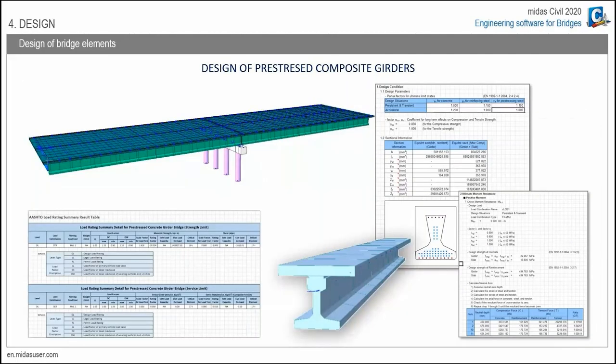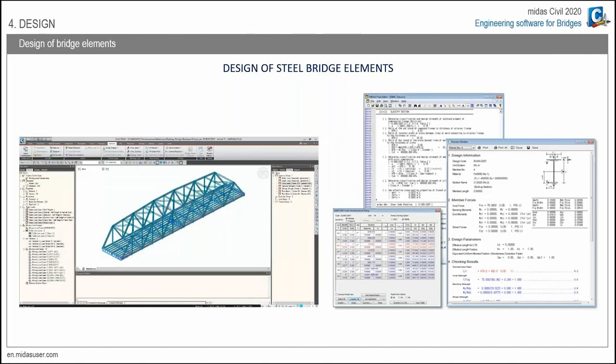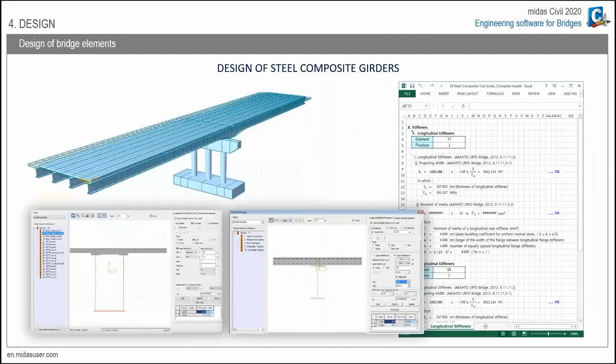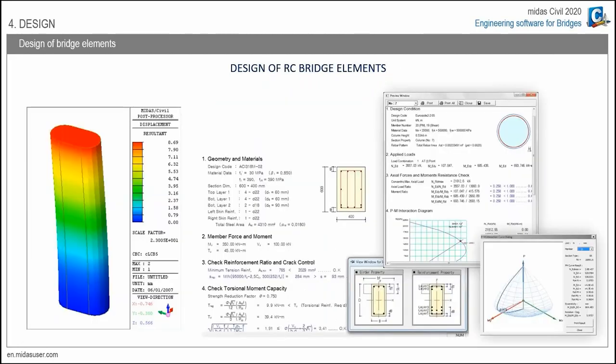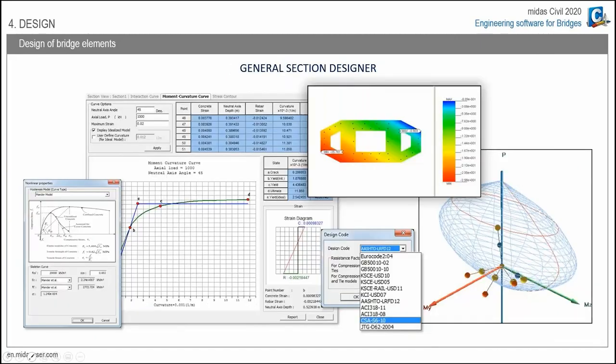Okay, so here, this is an example of a PSC composite bridge, and this is the detailed report which is generated. Similar reports can be obtained for steel and RCC design as well. So this is for a steel composite bridge. Then for RCC members, we can define reinforcement and all, and based on that, we will get the design report.